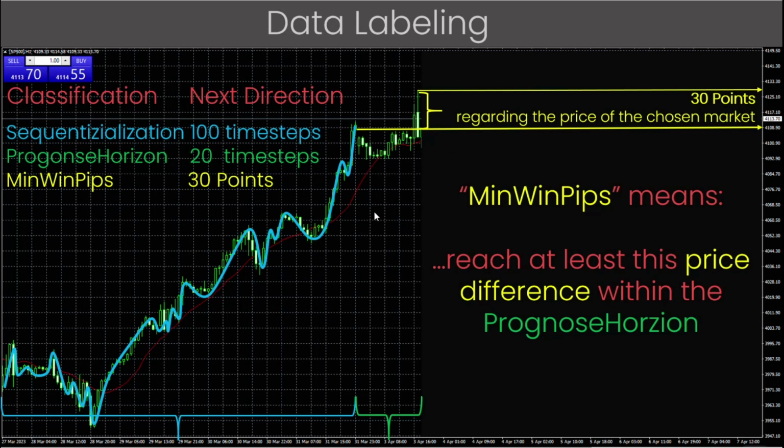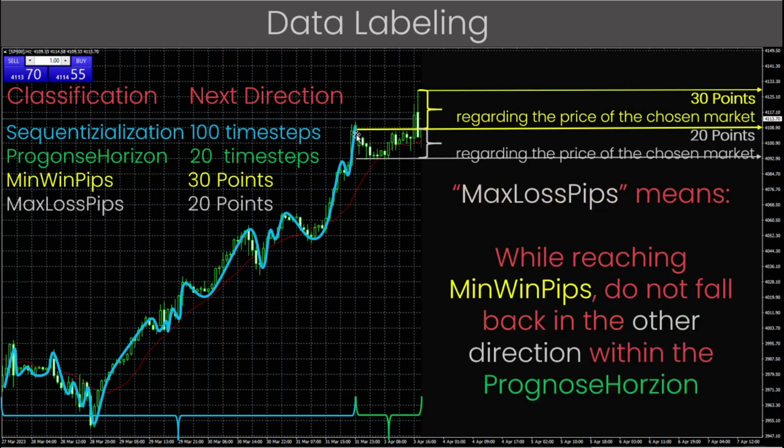And if the price is rising 30 points in this time frame, we would say in this specific time step where the 100 input time steps end, we would label the data with, okay, if I bought here, the future would have been bright for me. But we need a second boundary condition, max loss pips, because we don't want to trade if the market is oscillating strongly. We want to have clear directions. So in this case, if the price is rising 30 points, but at the same time wasn't dropping 20 points, it will be a buy order, right?